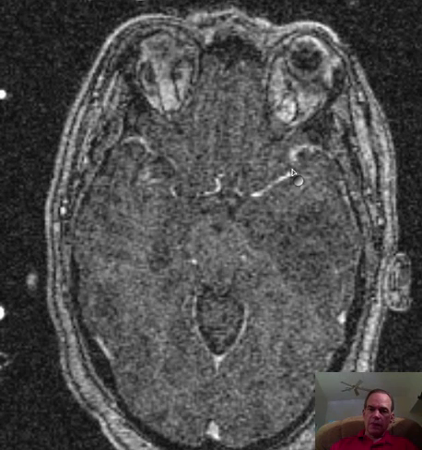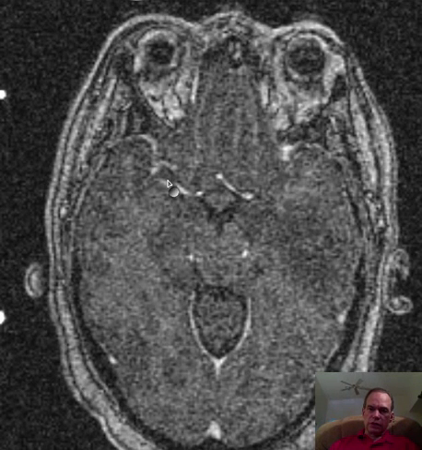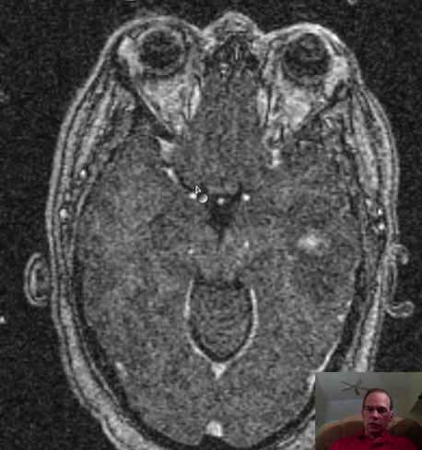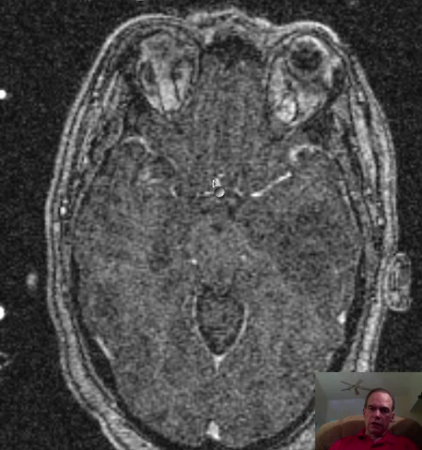This would be the left M1 segment, and here you have kind of a branched M1 segment on the right, and you can see also the A1 segment of the anterior cerebral artery on the left and a hint of it on the right there, and here it is, the A1 segment of the right anterior cerebral artery. They would be joined by a very small vessel, the anterior communicating artery. Okay, that's it for now.